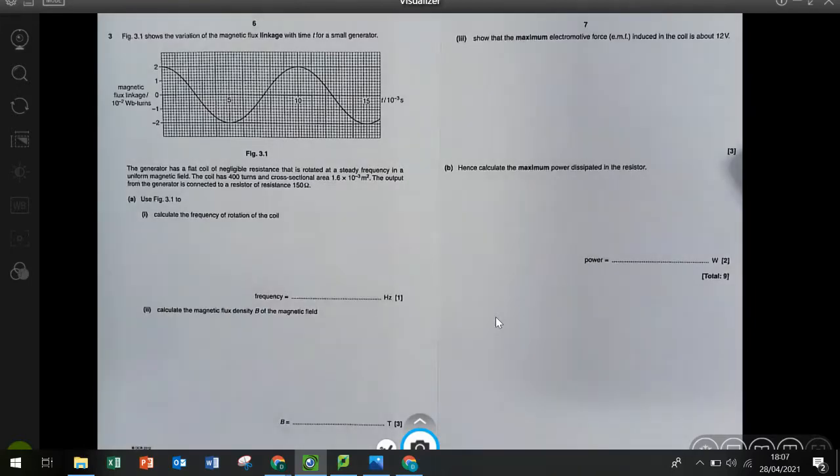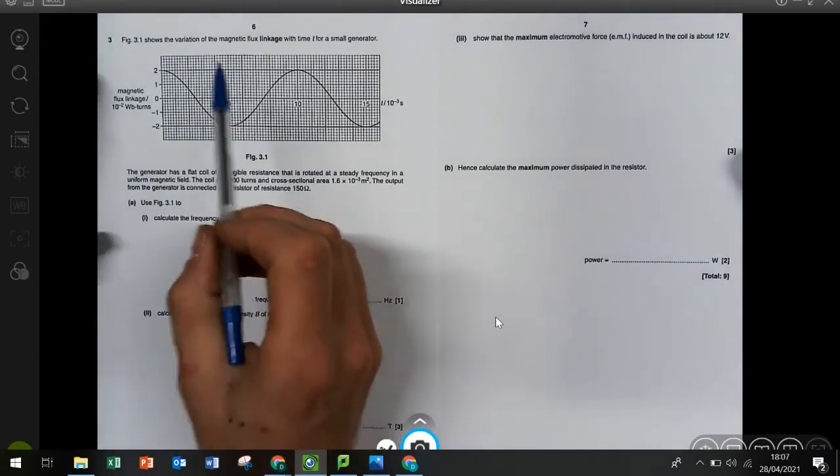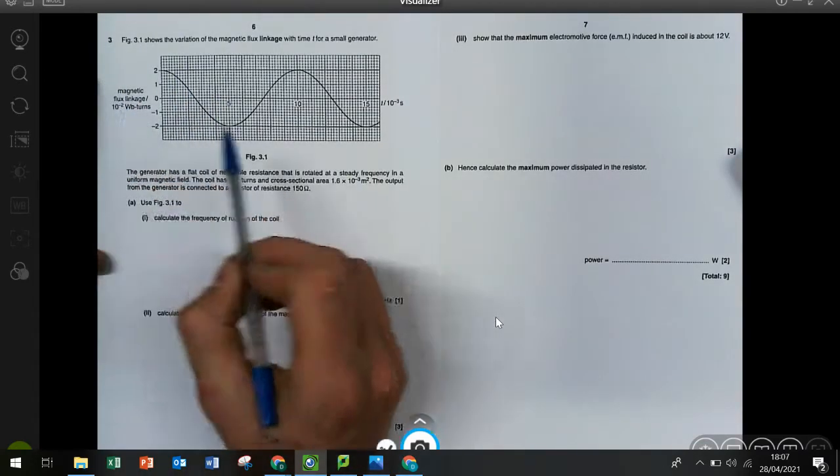In this video, we're going to work through an exam question on magnetic flux linkage. Pause the video now and try all parts of the question. So we are given a graph of magnetic flux linkage against time.